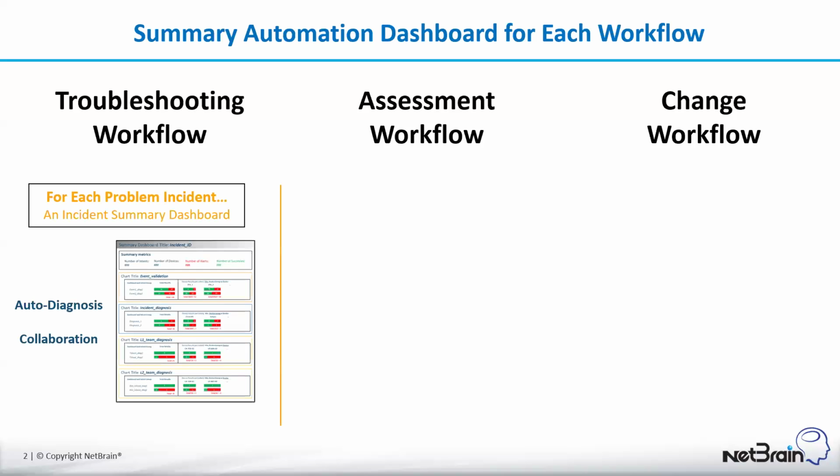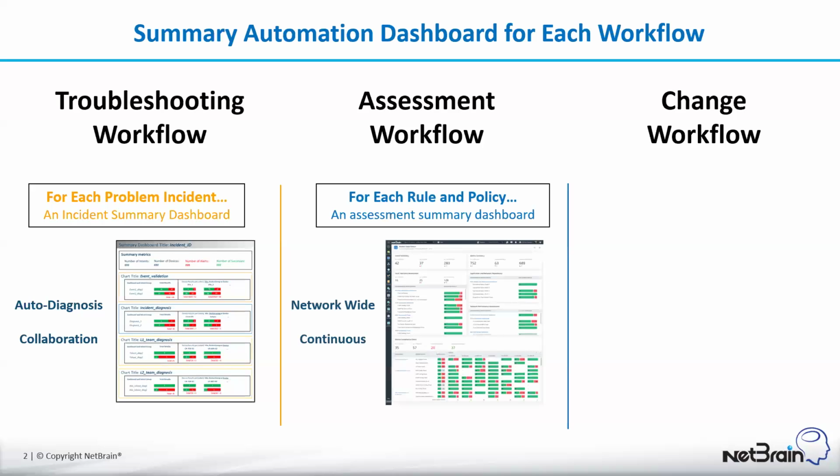The troubleshooting workflow, which comes down to, for any time we have an incident, we can have a summarized dashboard that shows the different collaboration and different diagnoses that have taken place during that troubleshooting process and during the course of troubleshooting this incident. And you have something you can look back onto for root cause analysis. And if anyone needs to be brought in, they have a one-stop shop to understand what's gone on with the incident. The second one is the continuous assessment workflow.